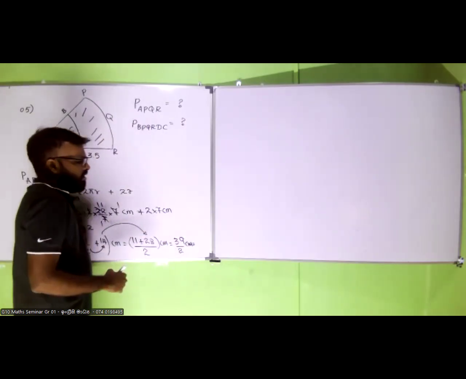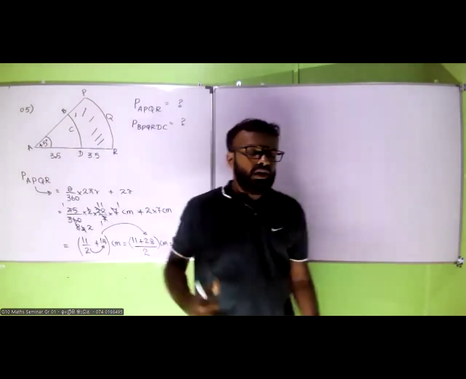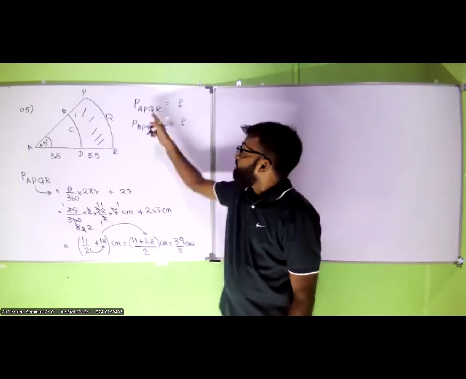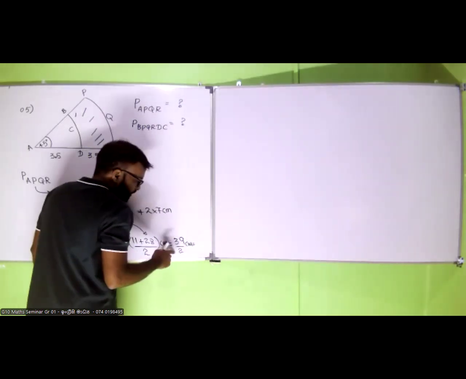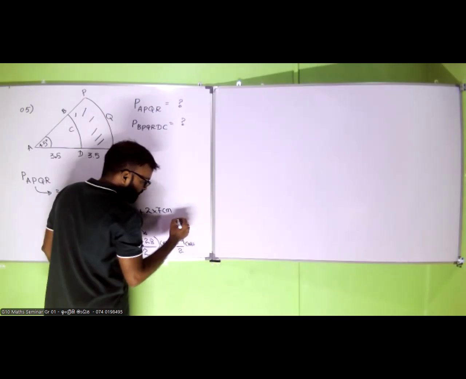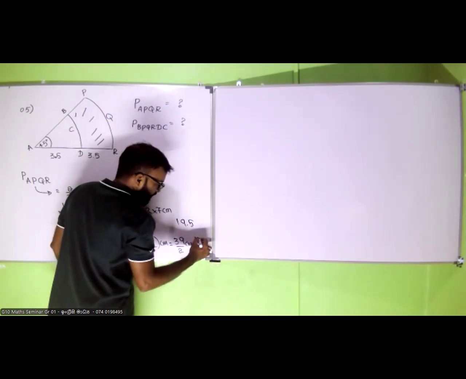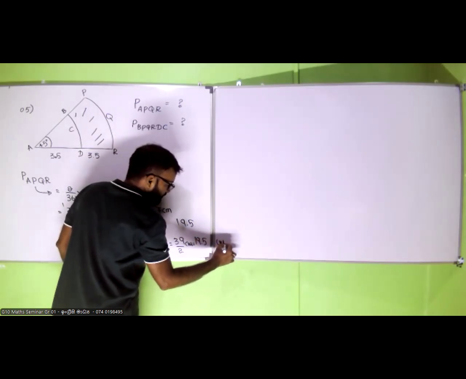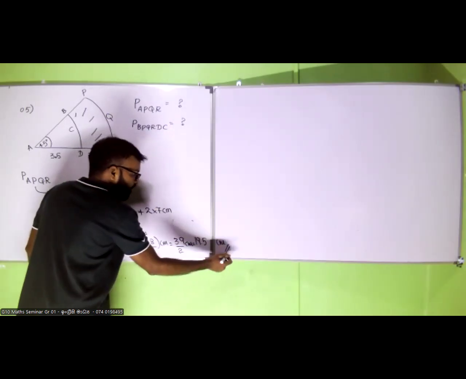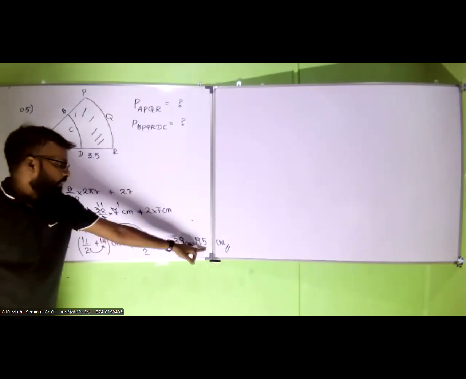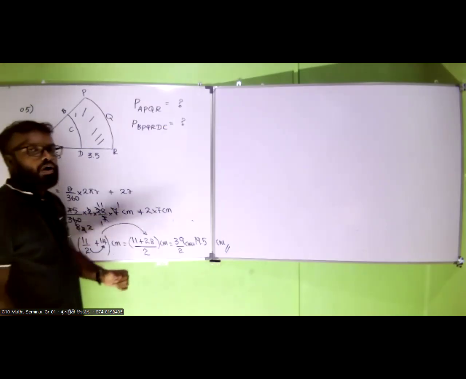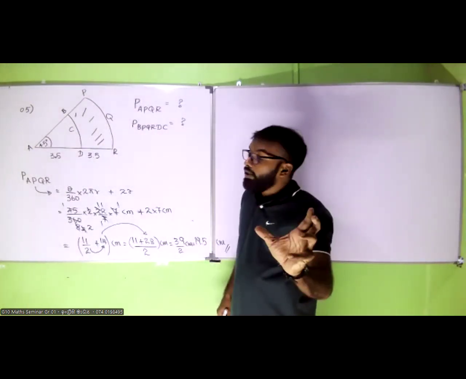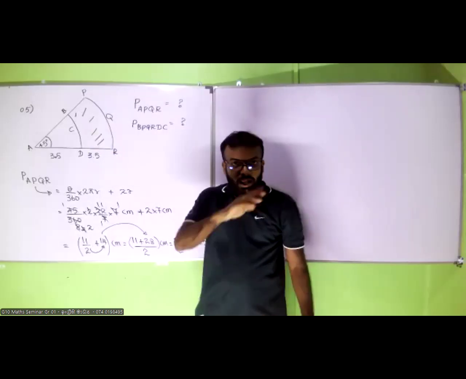So it would be great if you can convert this into a decimal number as well, because you are going to find a difference between these two perimeters. So 39 divided by 2 will give you 19.5 centimeters. This is the perimeter of this big sector APQR. Now I am going to find the perimeter of the shaded part at once.